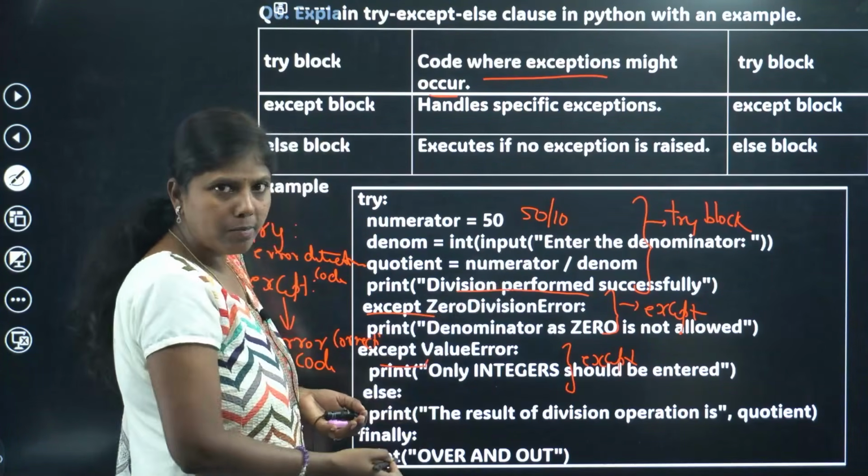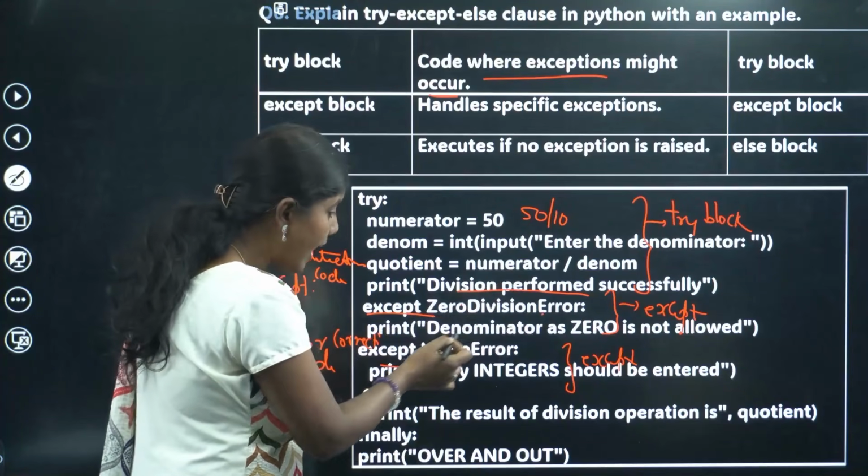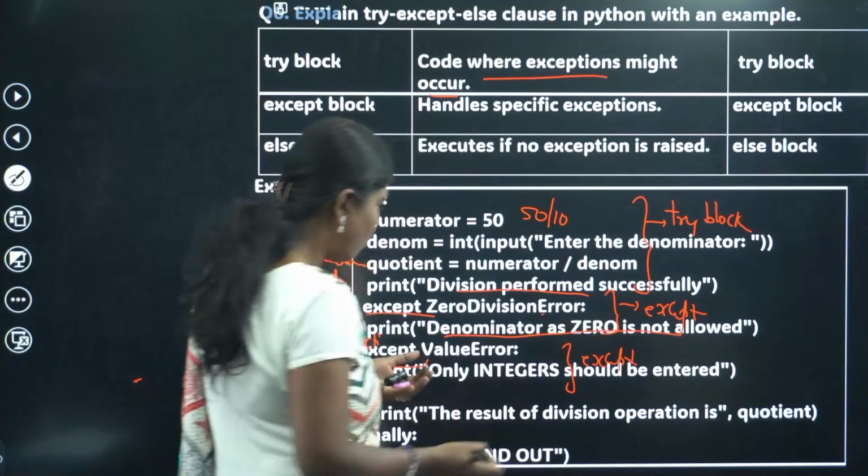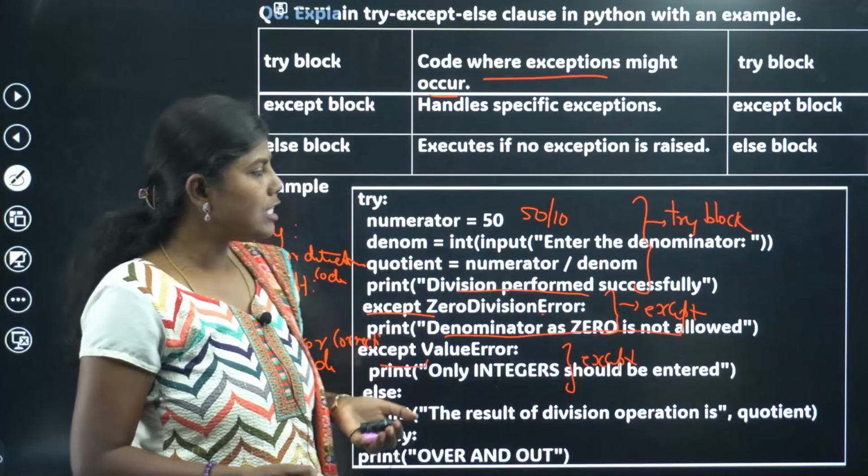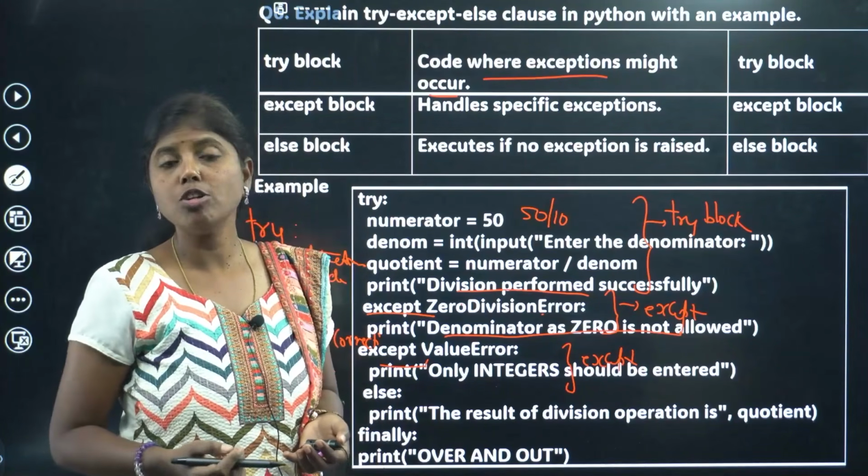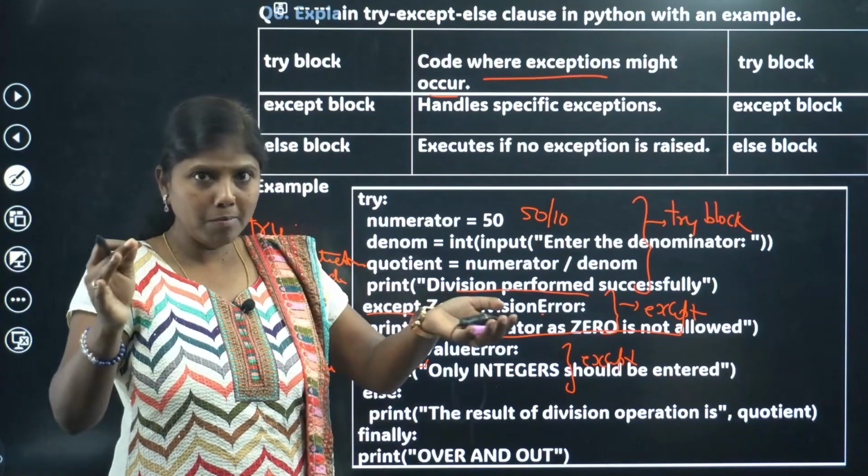This is going to be divided by 0, which means D is 0, a division error, and this message will be printed. What message? Denominator as 0 is not allowed. So you can give a proper message saying that.